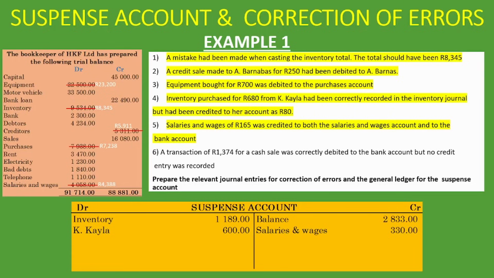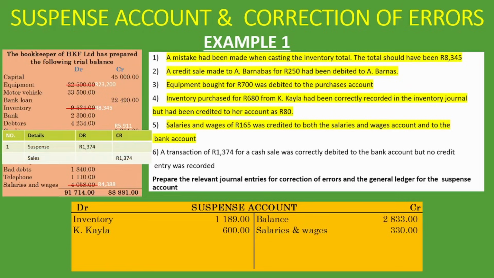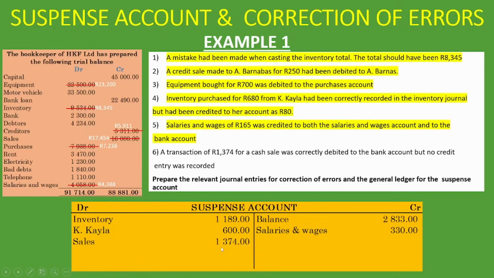1,374 Rand. But what is our debit? Well, we know it affects our suspense account. We're going to debit suspense account. And that's how it's going to look. Debit suspense account, 1,374 Rand, and credit sales, 1,374 Rand. And since it affects our suspense account, what are we going to do? We're going to debit our suspense account, and the detail there is sales. So we're going to write sales, and we put the amount 1,374 Rand.